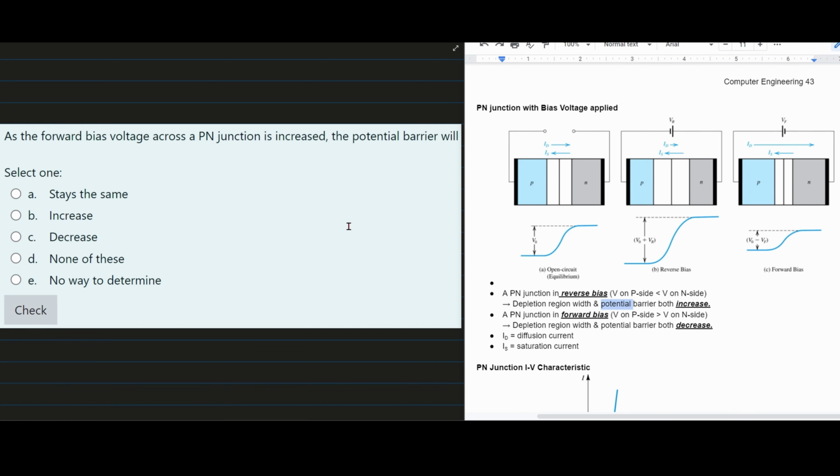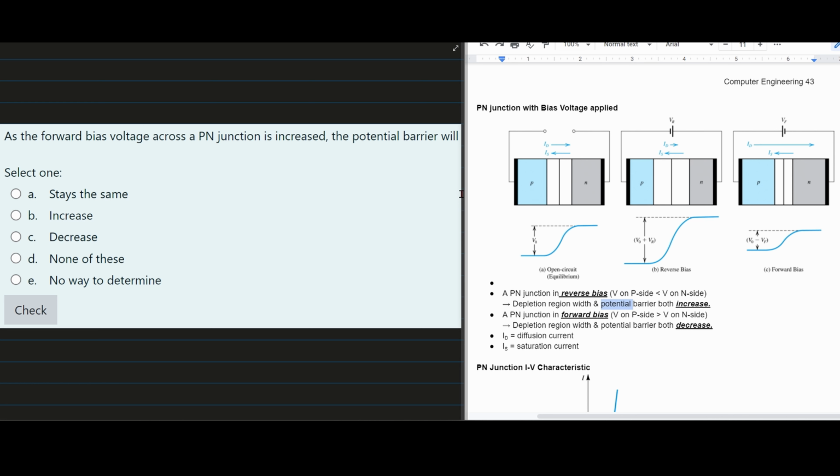For this question, we have: as the forward bias voltage across a PN junction is increased, the potential barrier will what? So we have the following options here. Now we're going to look at the notes right here, page 43, linked below the like button. And we have these three different possible things we can choose from.